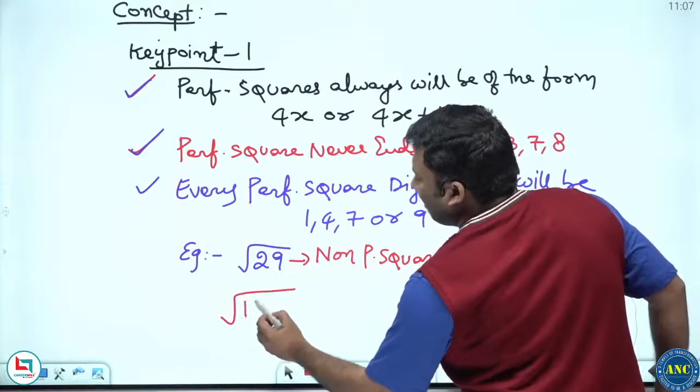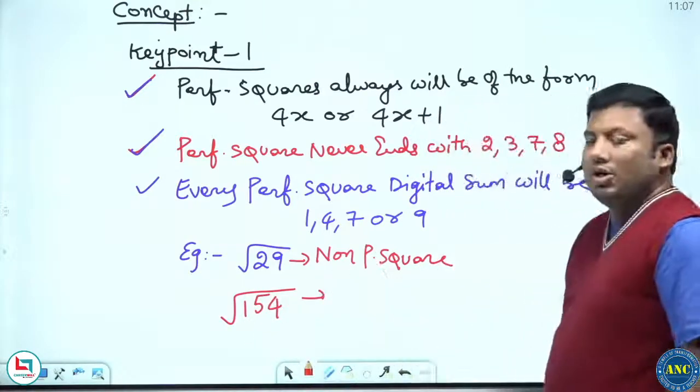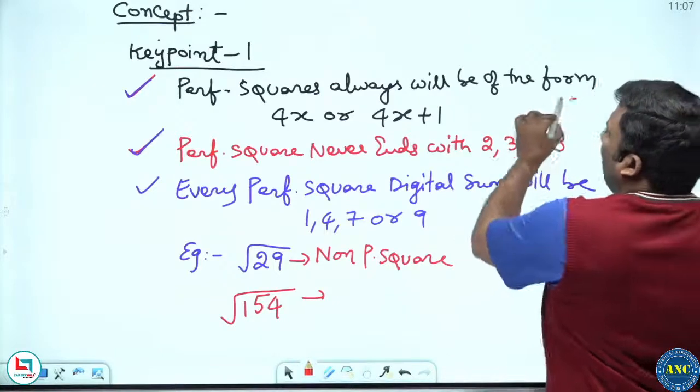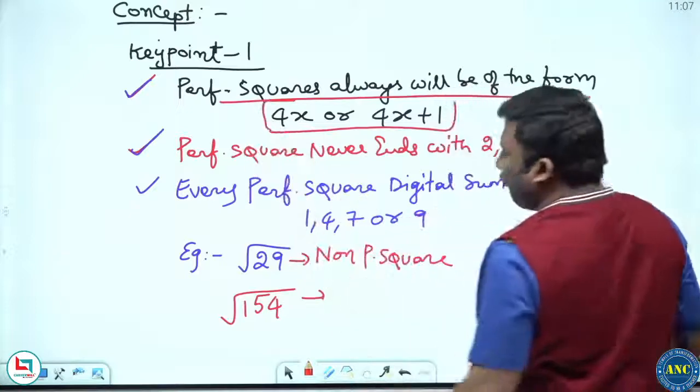Suppose if it is 154, square root of 154. A perfect square will always be of the form 4k or 4k plus 1.